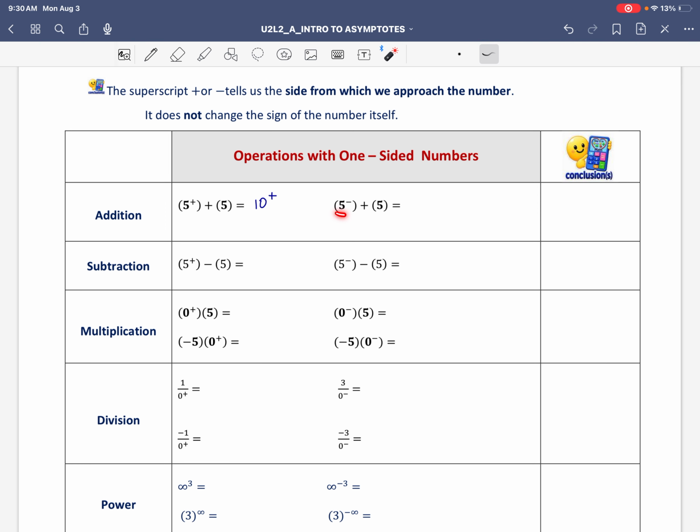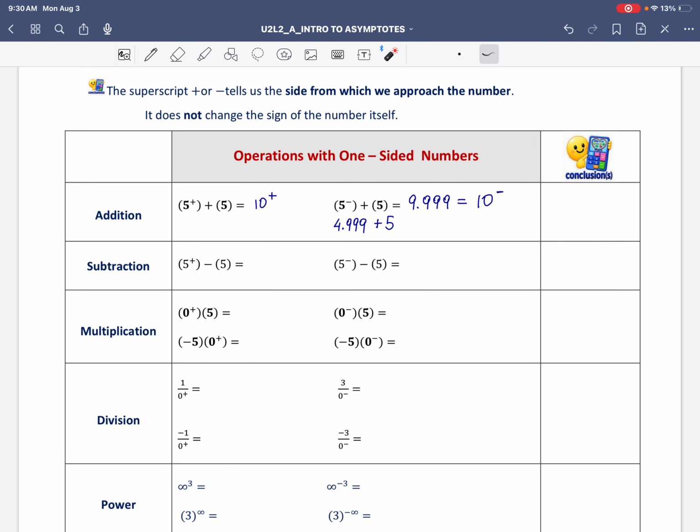Now, if you have 5 minus and you're adding just to number 5, exactly 5, it means that we have the number 4.999 and we're adding it to 5. So that will be about 9.999, which you can tell and you can see that is close to 10 but is on the left side of it. Now, in a similar way, we can discuss the subtraction.